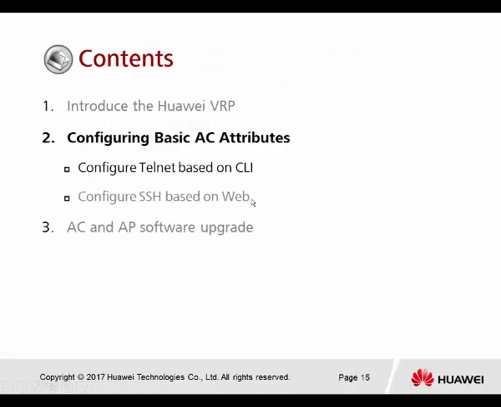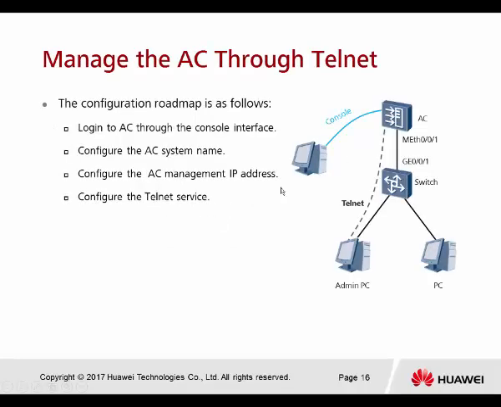Then the next one, configuring basic AC attributes, Telnet based on the CLI. The configuration roadmap is as follows. We can log in to the AC through the console interface. Then we can configure the AC system name, the management IP address, and also configure the Telnet services. So we have to do this first.